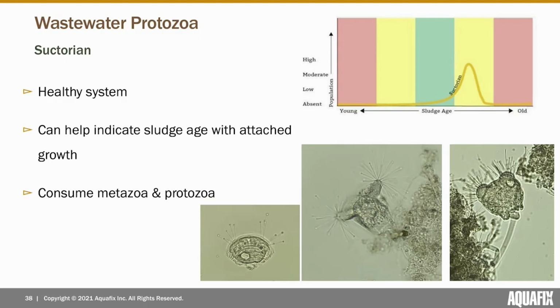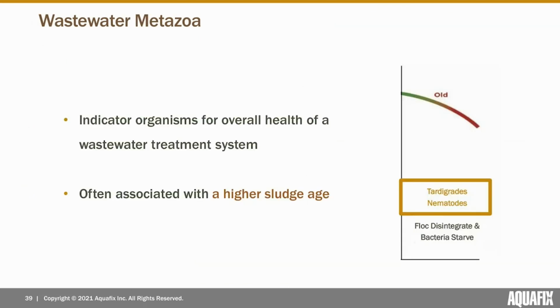Now, in comparison to protozoa, metazoa are more complex, but they're still used as indicators for overall health. They're often associated with higher sludge ages because of their slower growth and development, as I kind of touched on before. So let's look at the metazoa found in healthier sludge ages, going back to the rotifers.